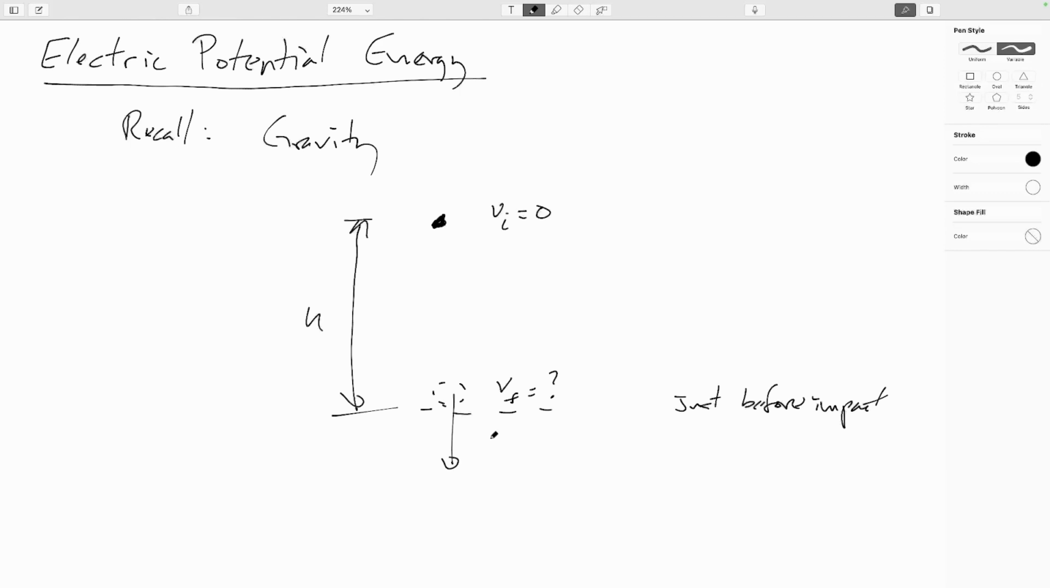We know the rock's going to pick up speed until just before it hits the ground. So go ahead, just pause the video for a moment. Go ahead, set that up, solve it, and get back with me and I'll share my solution.